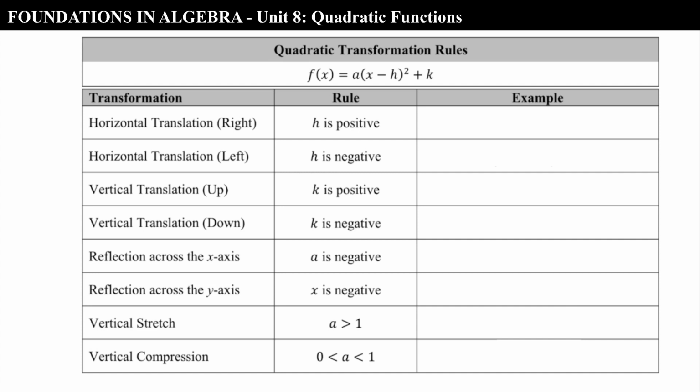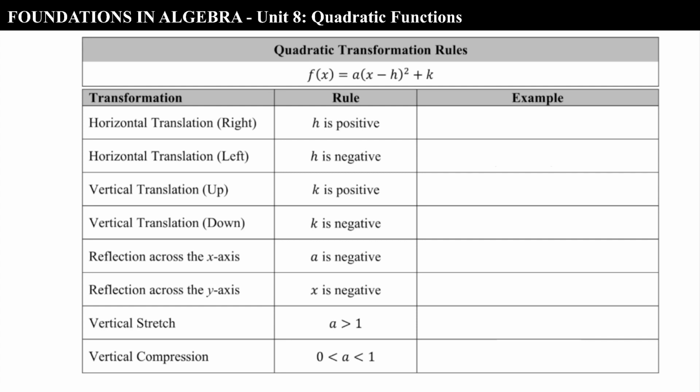So the first obvious place to start is with the vertex. We know that the vertex is (h, k). Those are the coordinates of our vertex. h is the x-coordinate of our vertex, so h tells us how much we have moved left or right. That's the first two items in this table: how much have we moved to the left and how much have we moved to the right. And that is going to be based on whether h is positive or negative.